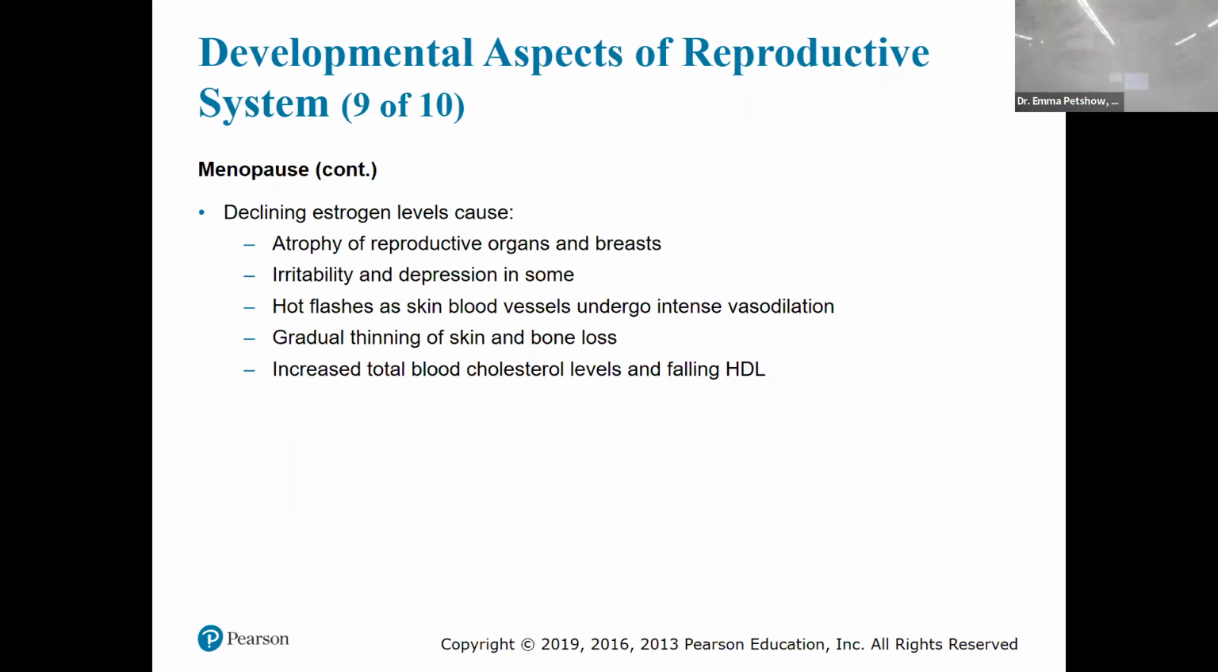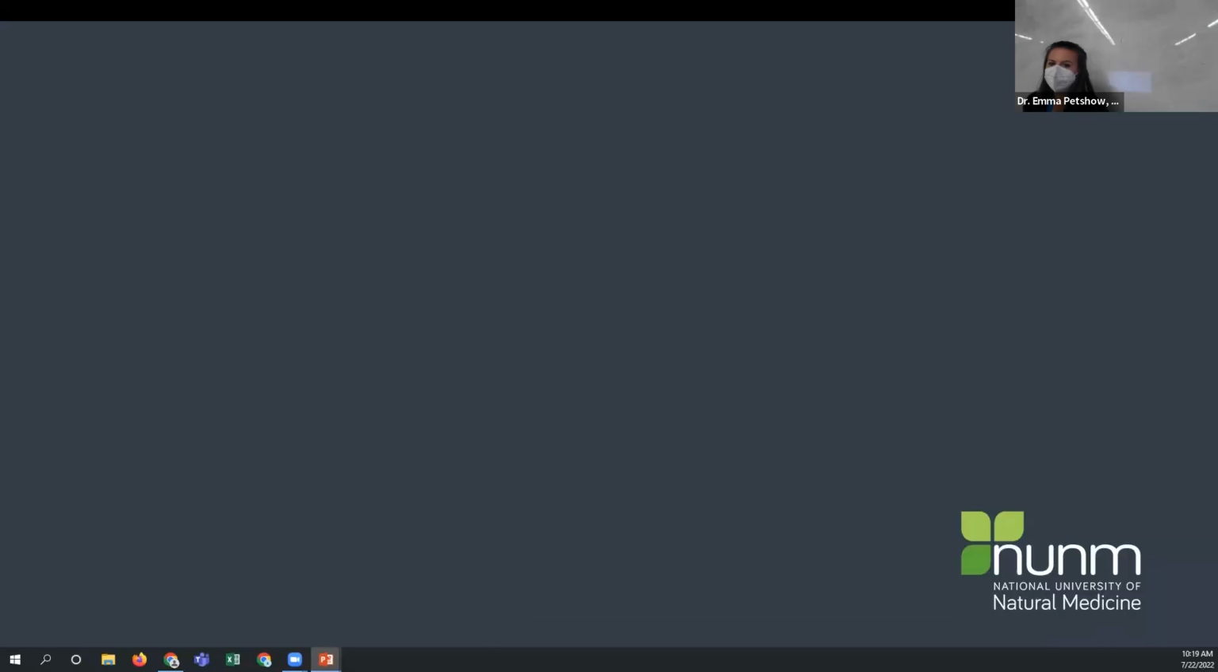So again, just talking hormones: estrogen decline, atrophy of repro organs and breasts, even mood dysfunction, depression in some, hot flashes is your big one, gradual thinning of skin and bone loss. And then again, like I mentioned, because estrogen can help maintain healthy levels of HDL and cholesterol, you can see the opposite occur, but we're not going to talk about HRT because this is not a treatment test.